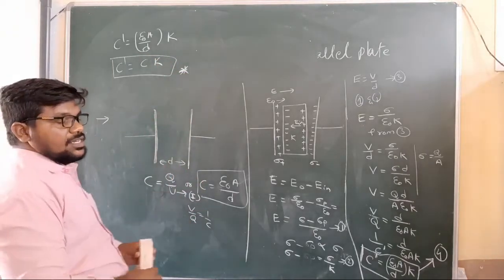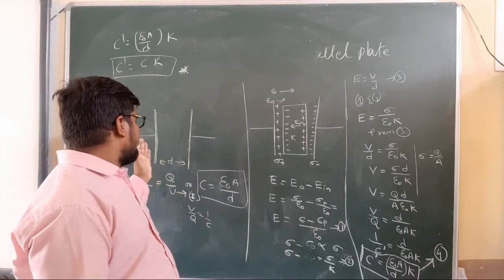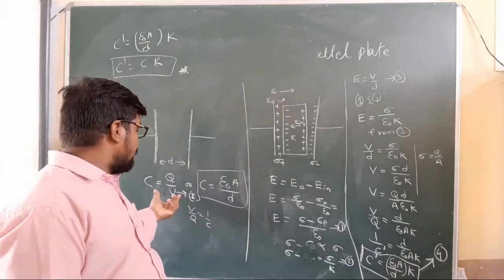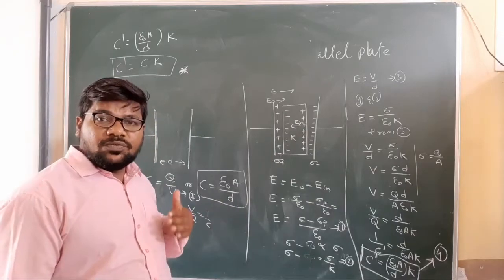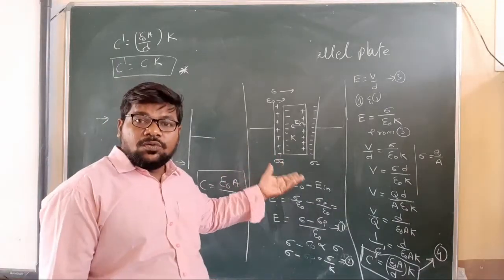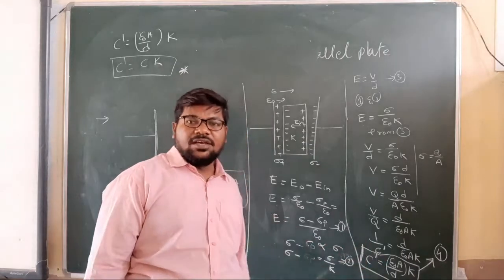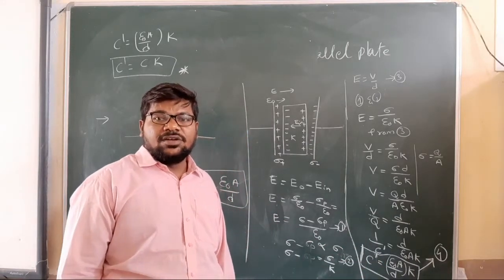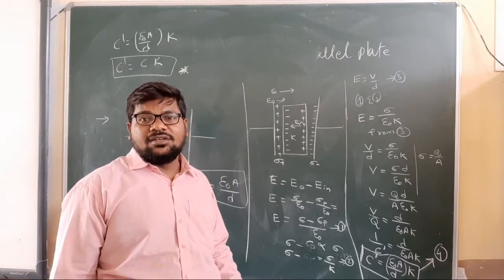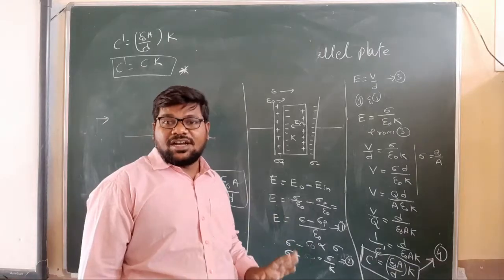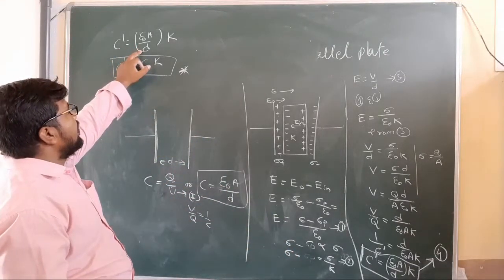Very, very important. We know that for a capacitor, C is equal to Q by V, and C is equal to epsilon naught A by D. Whenever we introduce a dielectric medium, we get the capacitance C dash is equal to epsilon naught A by D into K. K is the dielectric constant, which is always greater than 1.